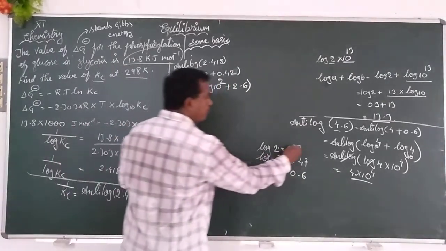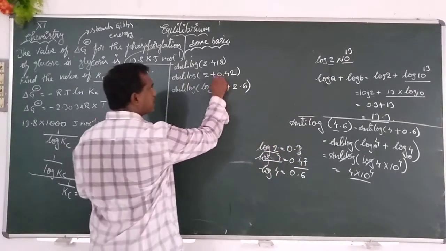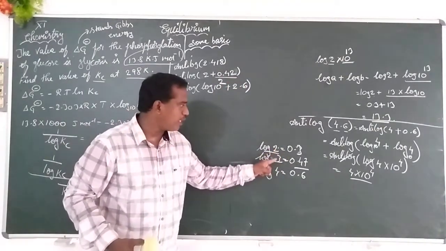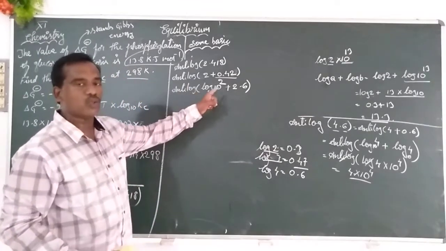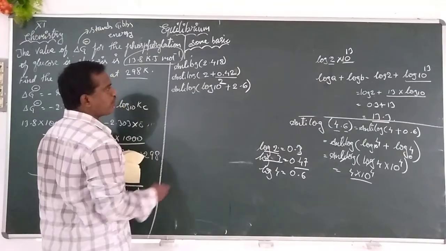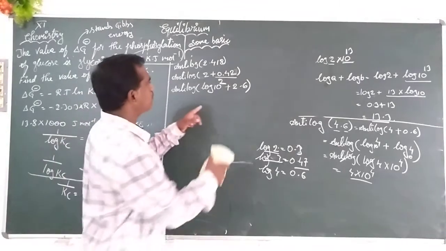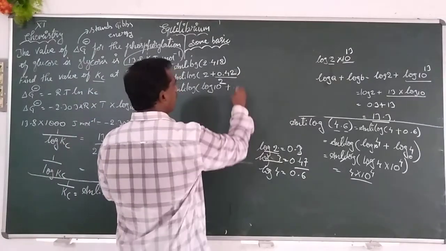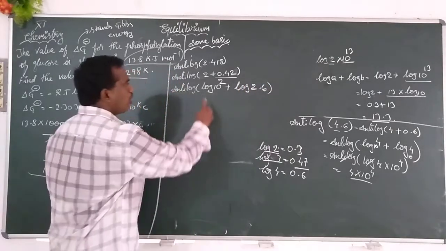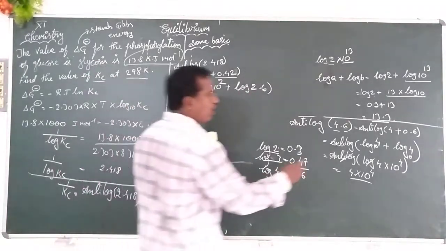But here, between 2 and 3, the value we got is 0.42. Taking an in-between value, like between 2 and 3, I have chosen 2.6. Now, this is in the format of log a plus log b. This value is log 2.6, right? So, log a plus log b. How shall we write? Log a into b.